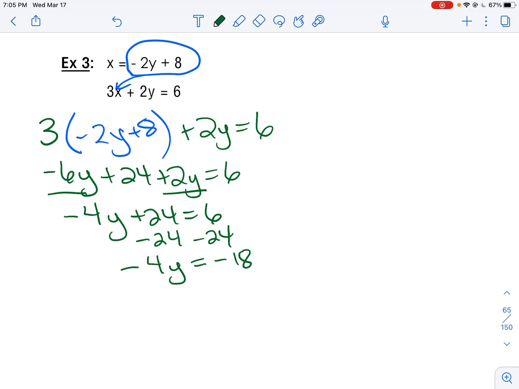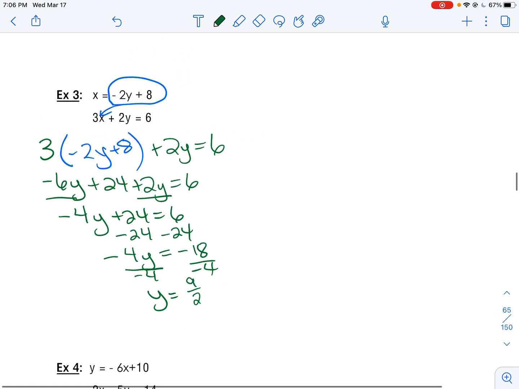Making sure. Did I do something wrong? Get off my foot. We'll find out if I did it wrong or not. I very well could have. 9 over 2. I don't know. 3 times that, 24 equals 6. Okay.